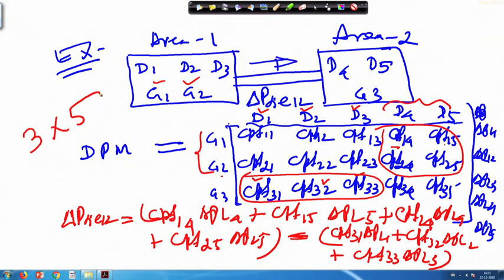So, this way you can calculate the steady state contract participation, that is, your contract power demand with each GENCO. So, generally it will be CPF 11 delta PL1 for GENCO 1, CPF 12 delta PL2 plus CPF 13 delta PL3 plus CPF 14 delta PL4 plus CPF 15 delta PL5. This way, the 3 GENCOs can be obtained directly.